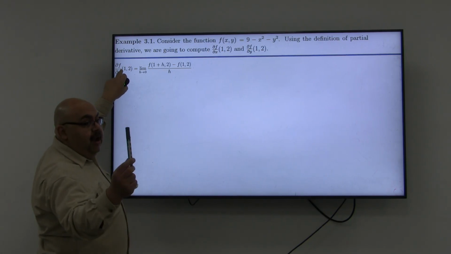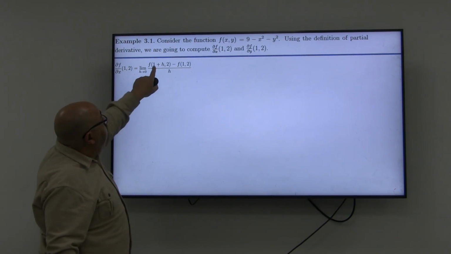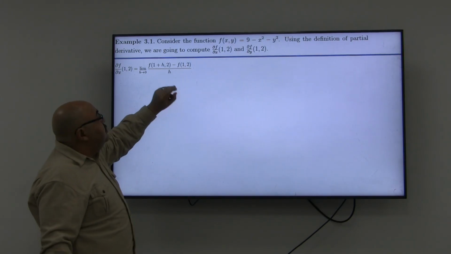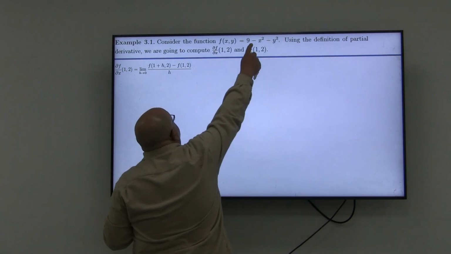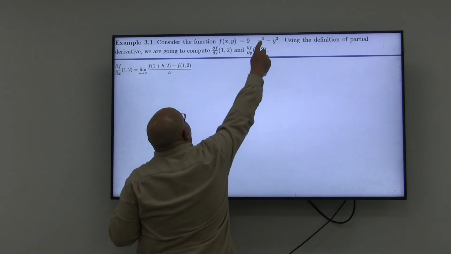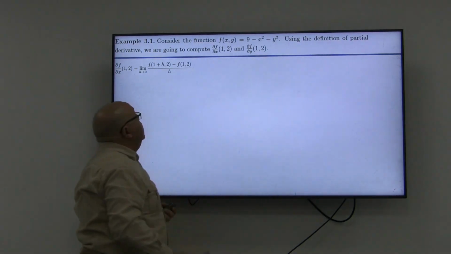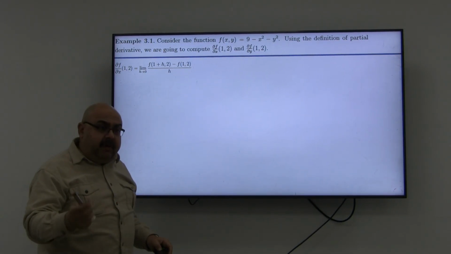Once more, this is f partial x at 1 and 2. I will make an increment in the x direction. So instead of dealing with 1, I'm talking about 1 plus h, and this is going to be f of 1 plus h, 2. Just to make a general substitution. So in this problem, I will replace every x by 1 plus h and every y by 2. And in the second case, I will substitute x and y by 1 and 2.